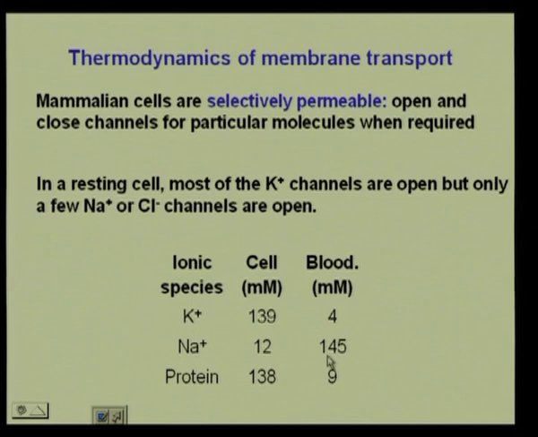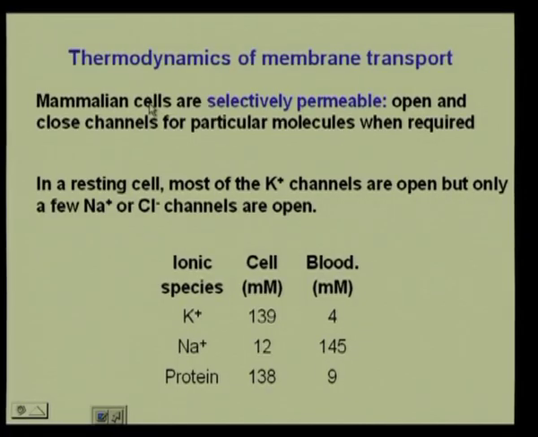Okay? It is that delicate balance, and this is extremely important because we have a specific carrier protein that can act on sodium and potassium. So, what it does is it brings the sodium out of the cell, and it is the same protein that will take the extracellular potassium into the cell. It is very smartly designed. So, if we consider these mammalian cells, they are selectively permeable and they open and close channels for particular molecules when they are required, as I mentioned before, because you cannot have too much sodium in the cell, you cannot have too much potassium also, too much is also bad.